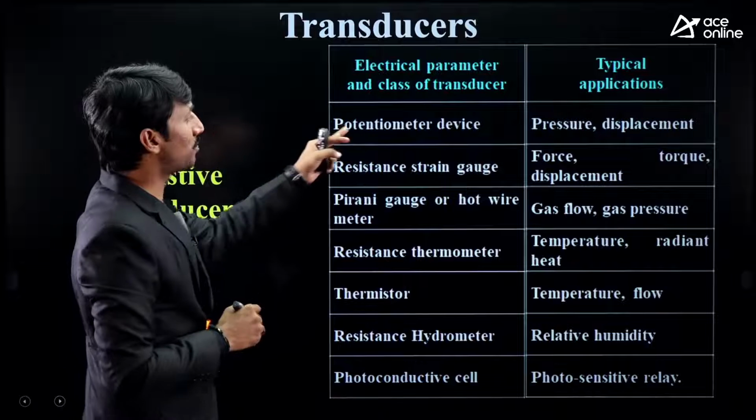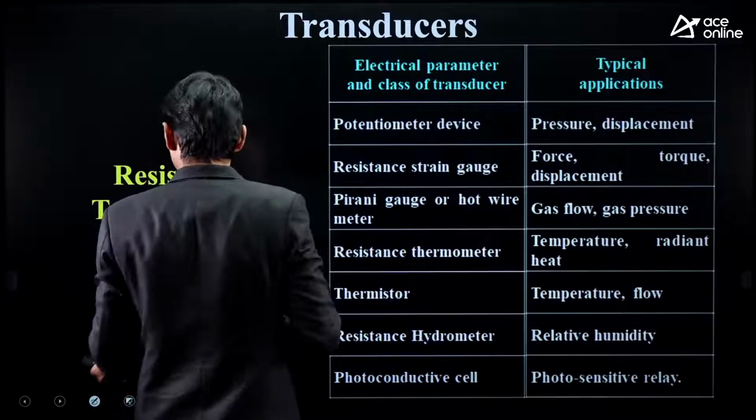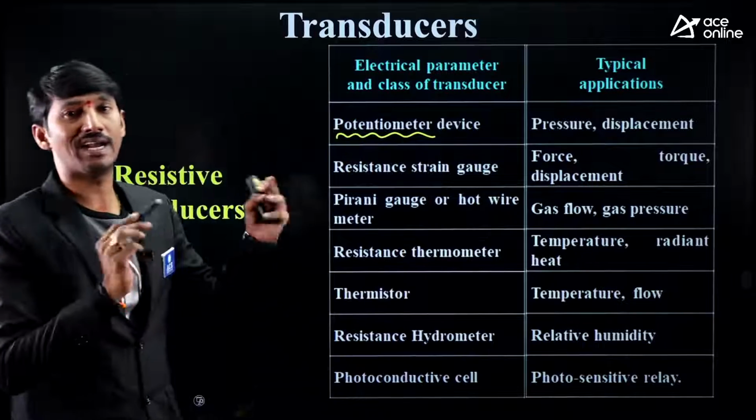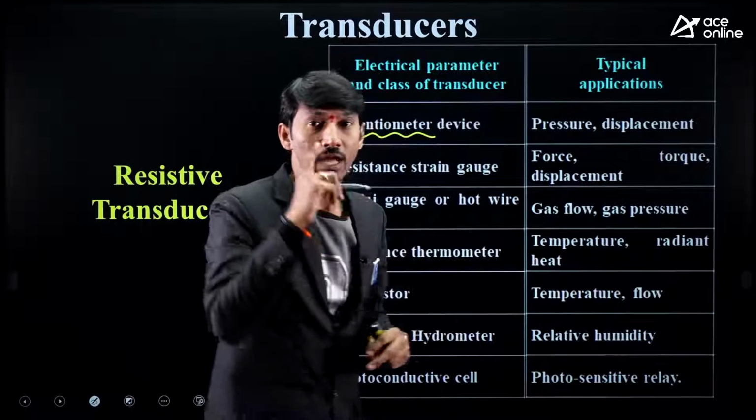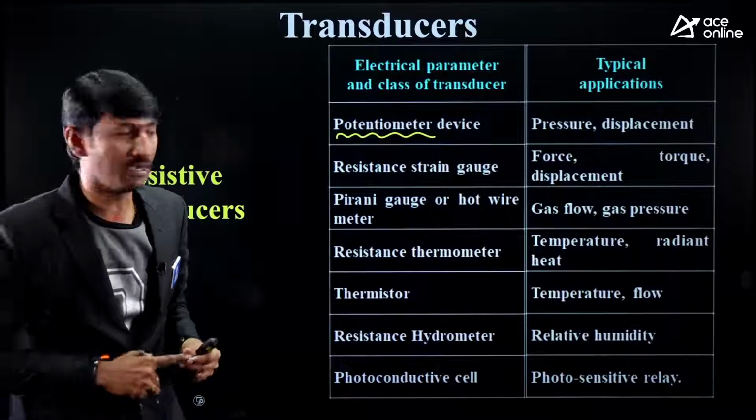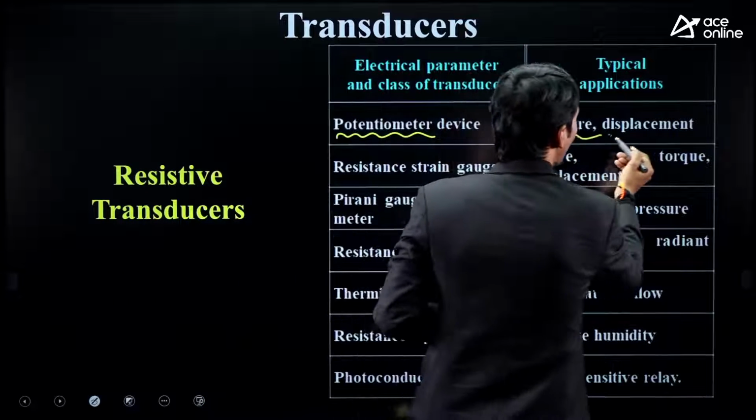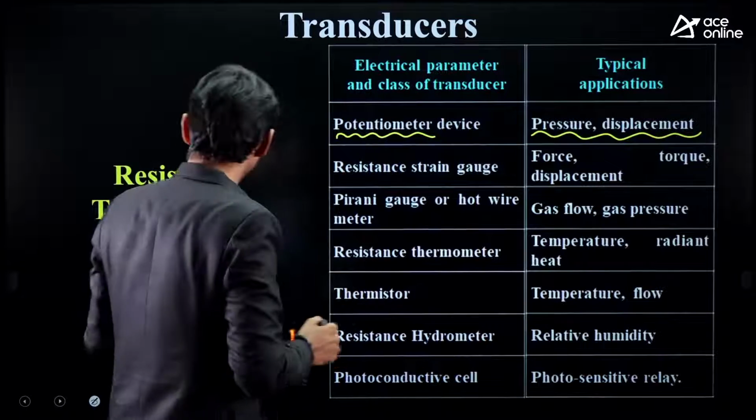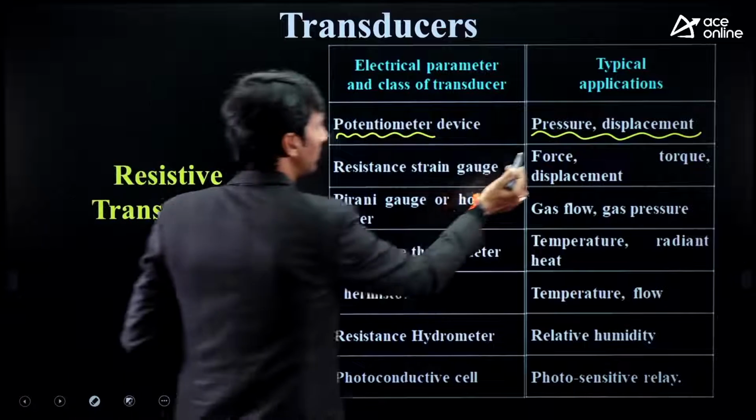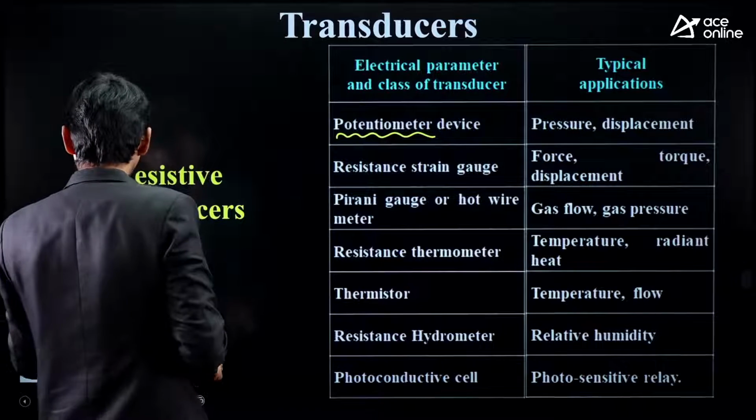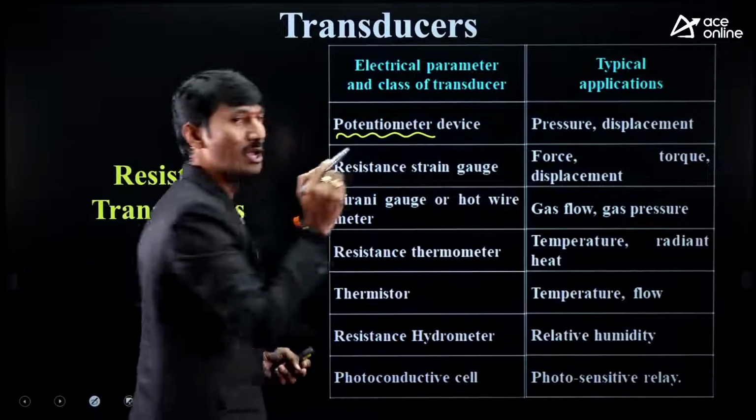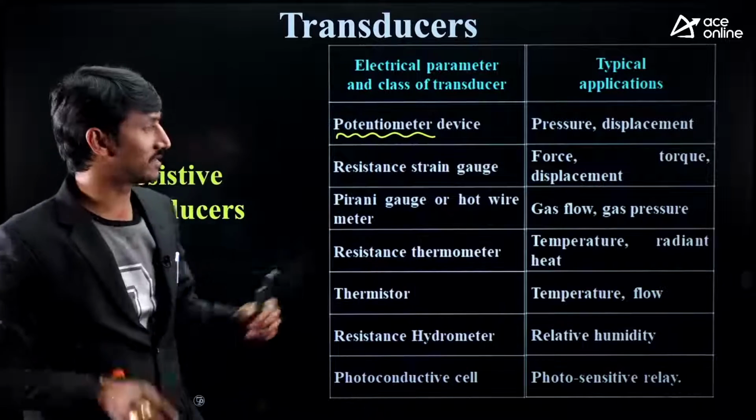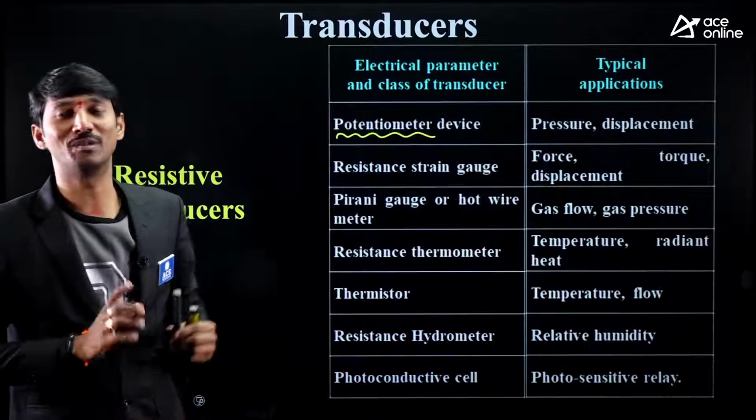What is it? See, sir, potentiometer. A potentiometer converts displacement to resistance, which is typically used for pressure measurement or basically displacement measurement. So you may get a question like, what is the corresponding measurement possible with the potentiometer or potentiometric resistance transducer? Yes, displacement measurement we can say.